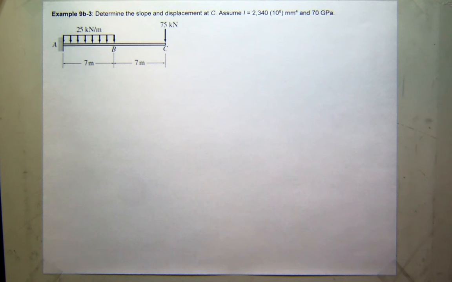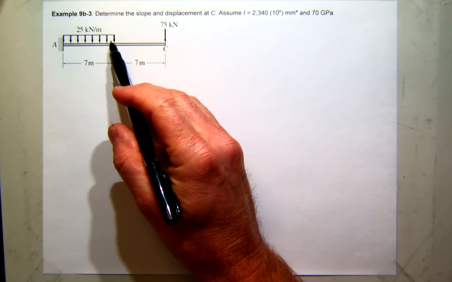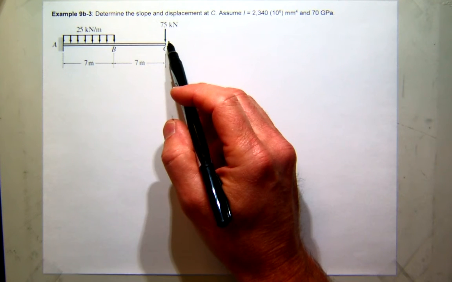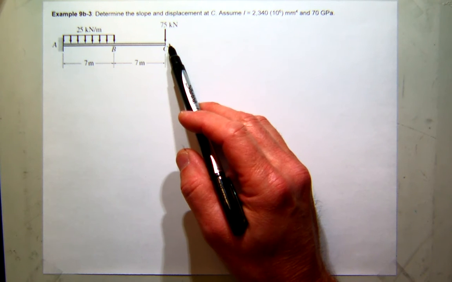All right, so here's a problem. That's a cantilever beam. It has a uniform load for half of it and then a point load down here at the end. And we'll determine the slope and displacement at the free end.